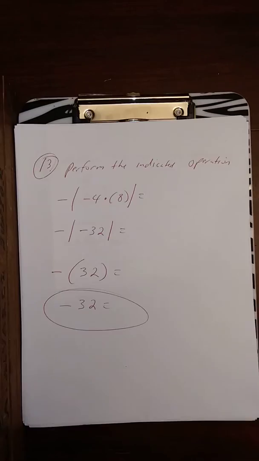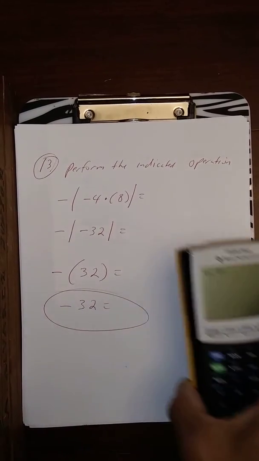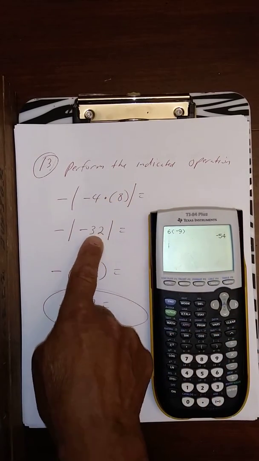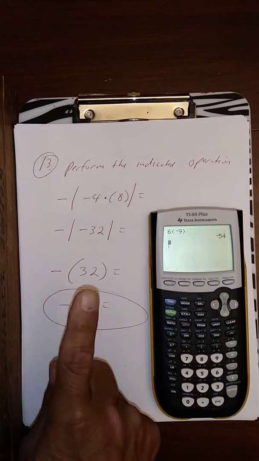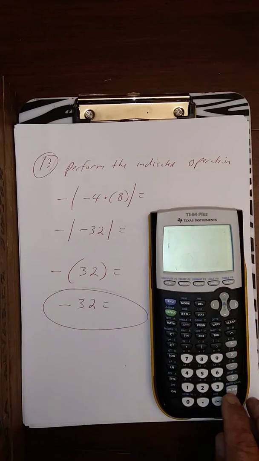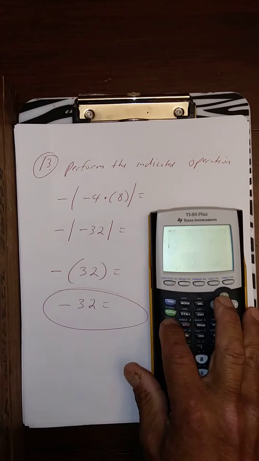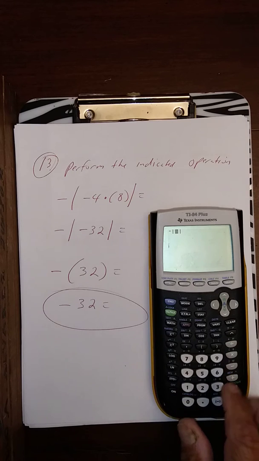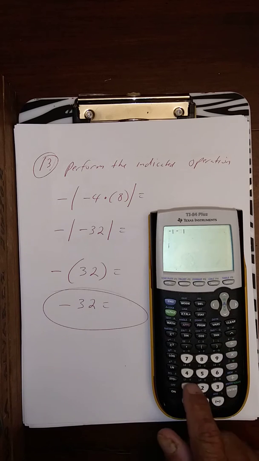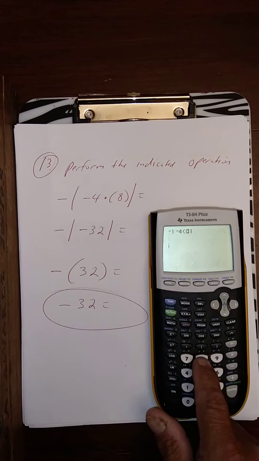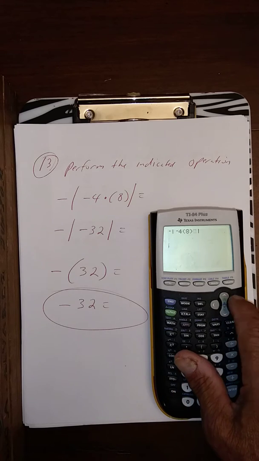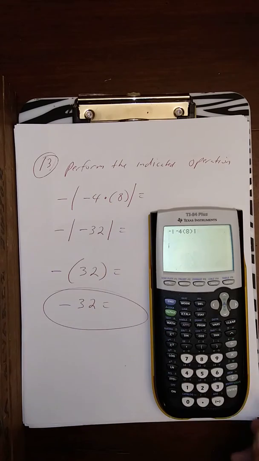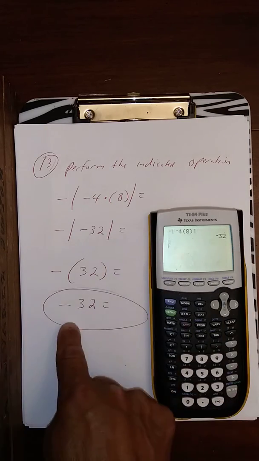A bit longer and more complicated. Perform the indicated operation. So negative times that is negative. The absolute value of negative 32 is 32. Negative of that is that. Or do it in the calculator. Negative, math, numbers, abs of negative 4 parentheses, 8, close it, get out. Let's see, does that look like this? Negative 8, that enter, we ended up with a negative 32.